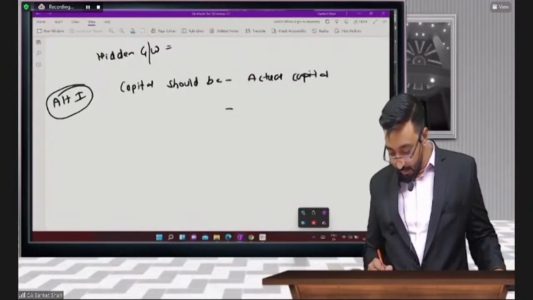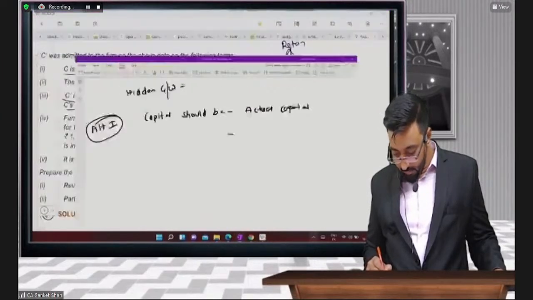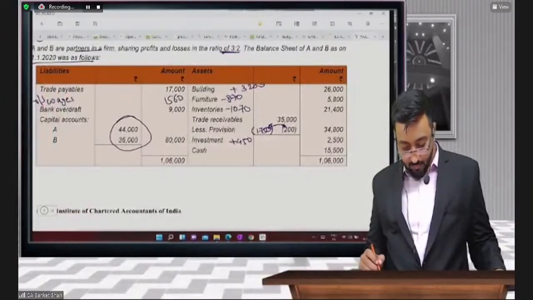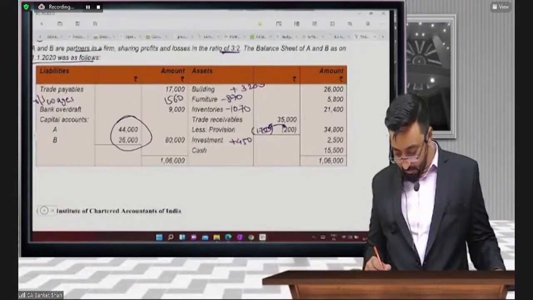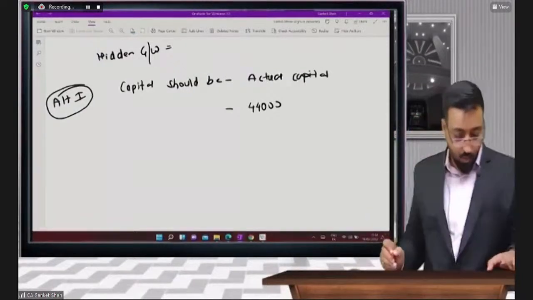Actual capital beta. Actual capital. C: 44,000 and 36,000. 44,000.